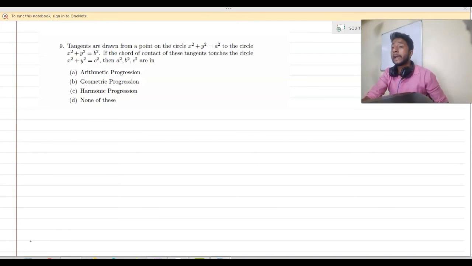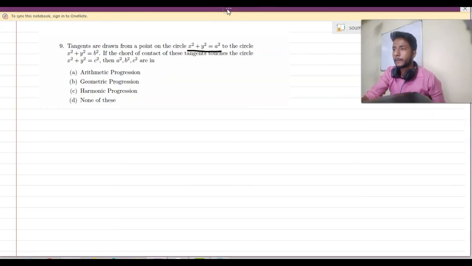So let us solve question number 9. Question number 9 says tangents are drawn from a point on the circle x square plus y square equal to a square to the circle x square plus y square equal to b square. So we have to draw tangents from any point of this circle to this circle. If the chord of contact of these two tangents touches the circle x square plus y square equal to c square, then a square, b square, c square are in this relation. So we have to find the relation between a, b and c.